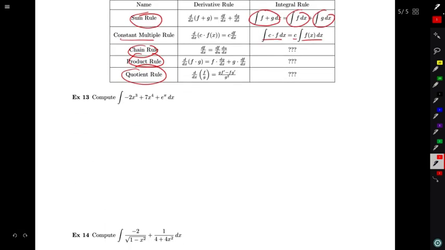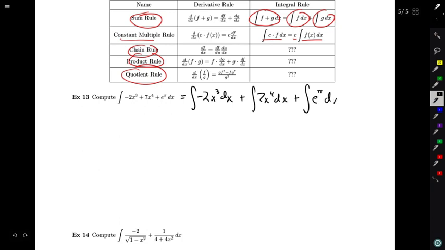So let's go ahead and get a little bit of practice using our sum and constant multiple rules, namely with a couple of these different types of functions here. So we have an integral now of -2x cubed plus 7x to the 4 plus e to the pi dx. The first thing that we want to identify is that we have a lot of addition going on here. So let's use our sum rule first. This is going to be equal to the integral of -2x cubed dx plus the integral of 7x to the 4 dx plus the integral of e to the pi dx.